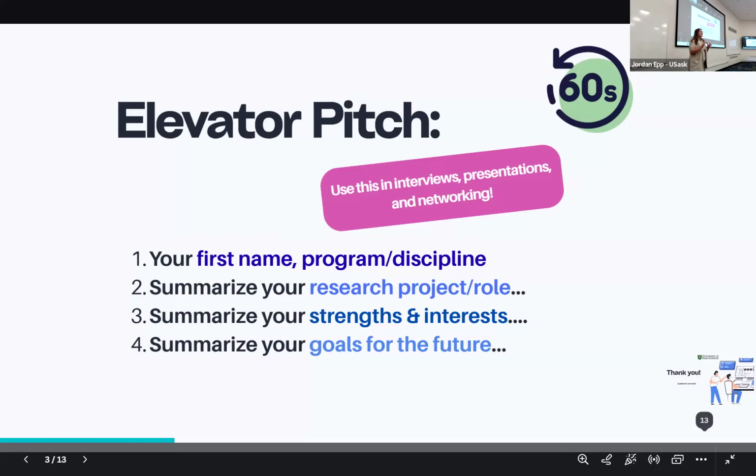Sometimes we call it a FAST pitch, which is a little acronym for your first name, so who you are, your program, your discipline, right? Summarize, in this context, your research and project role, or what you've done this summer. Summarize what you're interested in and what your strengths are, and then what your goals are for the future, right? So a really, really quick opportunity to make an impact.